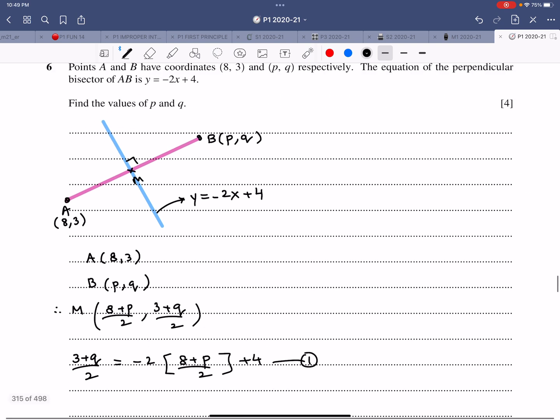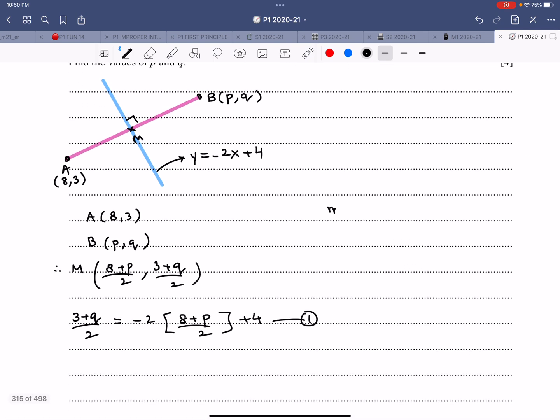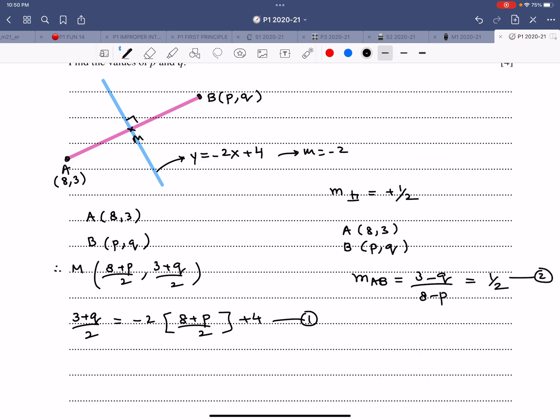Second equation, gradient of this line is negative 2. Gradient of the perpendicular would be plus half. So A is (8, 3) and B is (p, q). So gradient of AB is (3 minus q) over (8 minus p), that is equal to plus half, that is equation 2, and then you solve simultaneously. So I'm just going to save like 2-3 minutes on this one. That's for you to try.